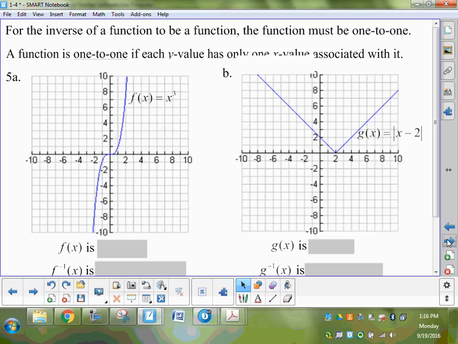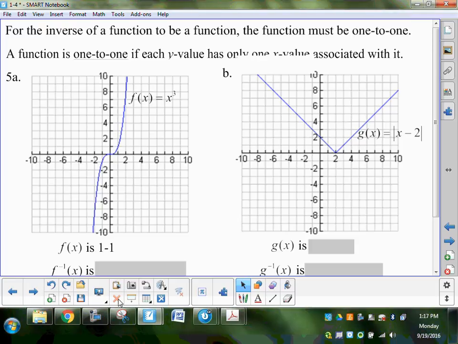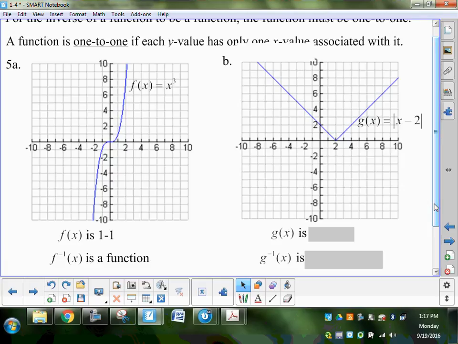For the inverse of a function, the function must be 1 to 1. 1 to 1 if each y value has only one x value associated with it. So let's look at this original graph. Is the original graph, is f going to be 1 to 1? What do you say? Yes. So we would go through and say that that's 1 to 1, and if you know that it's 1 to 1, hands up please if you can tell me what else we know about it without actually finding it. The inverse is going to be a function. So f inverse is a function.